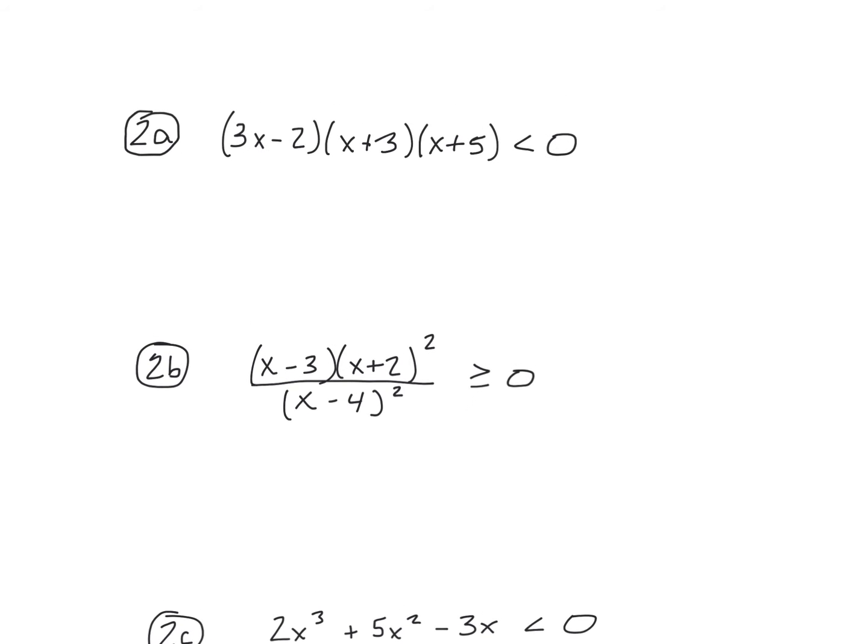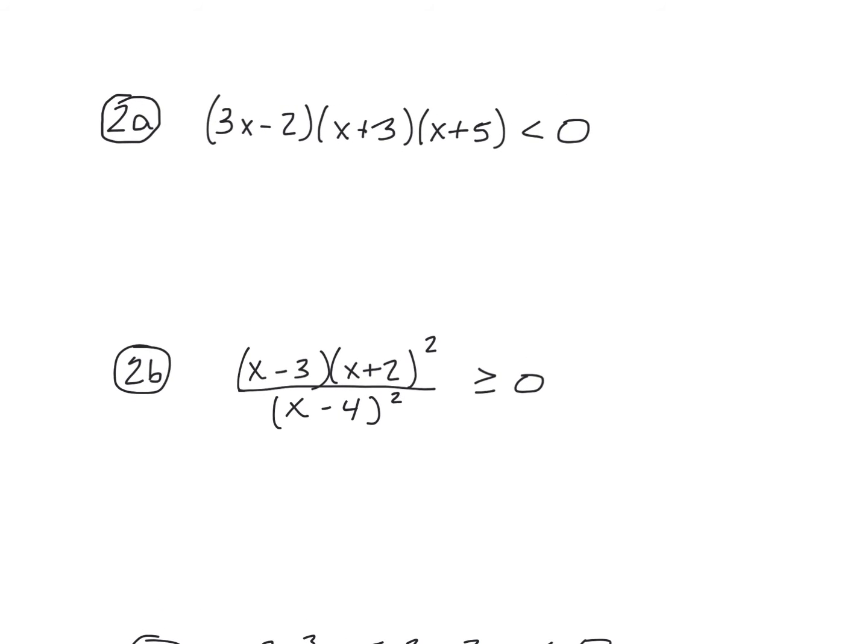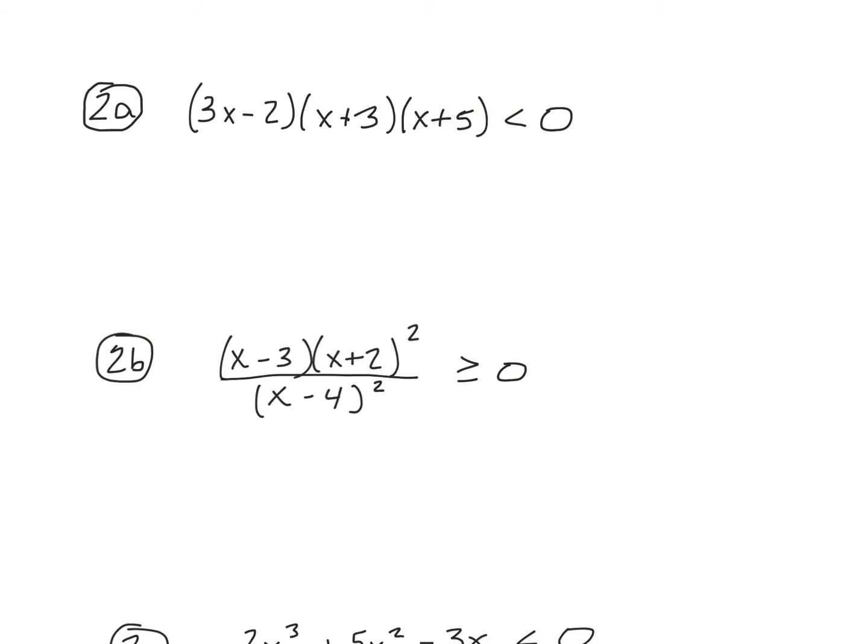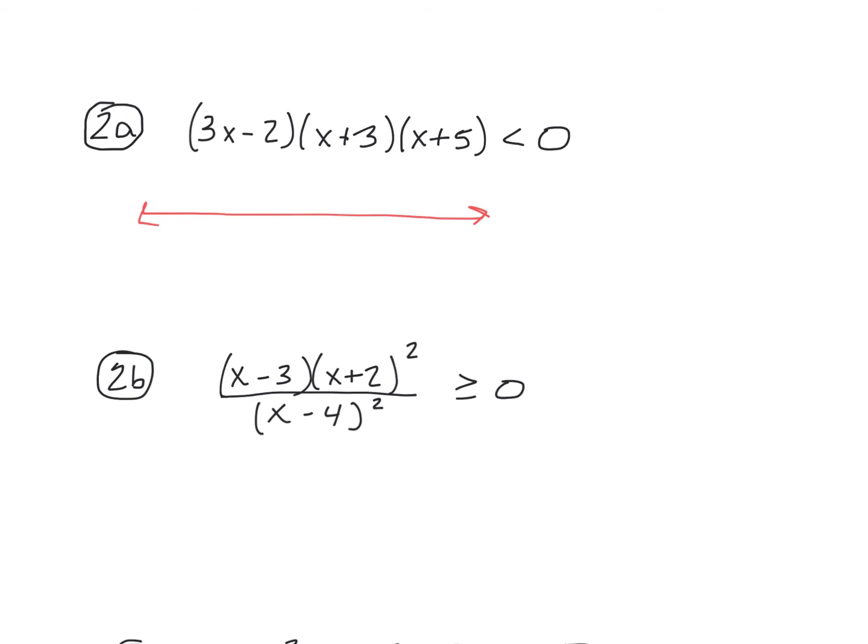All right, second part of this is problem number 2, solving these polynomial inequalities. So for in 2a, I see we've got zeros at, in order, a -5, a -3, and a +2/3. All right, and then I'm going to test a point.